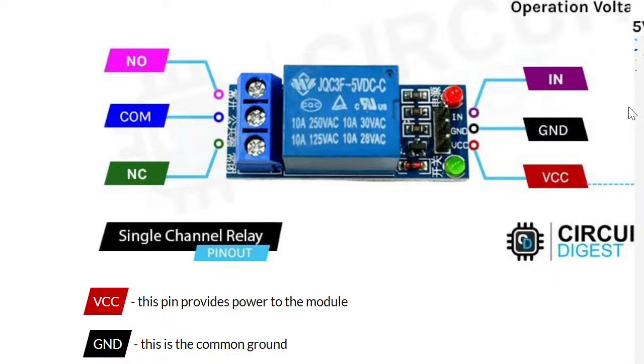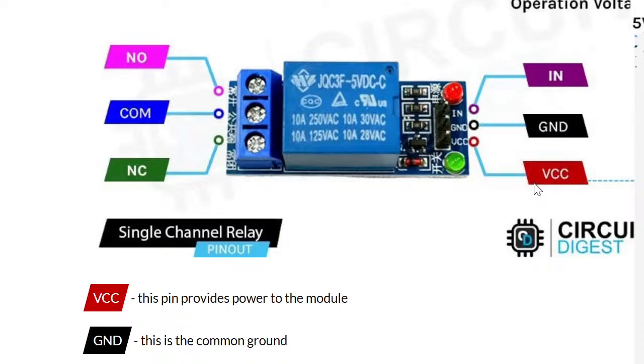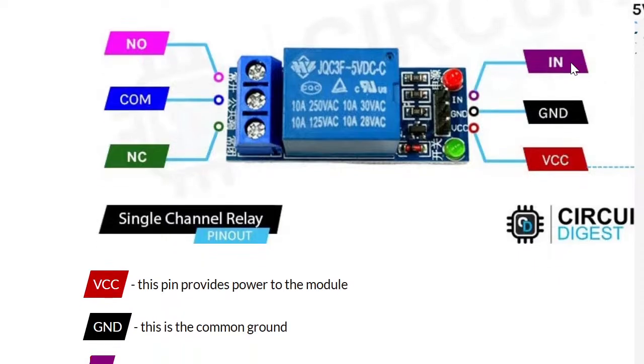On the right side you have input, ground, and VCC. This IN pin is also called the control pin because it is used to control the output of the relay. We will discuss in detail how it controls the output of a relay. So NO refers to normally open, NC refers to normally closed, and COM means common pin. On the right side we have the IN pin, the control pin, and then the power supply, VCC, and ground.